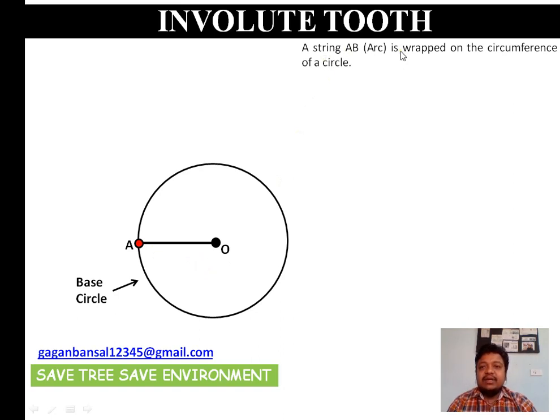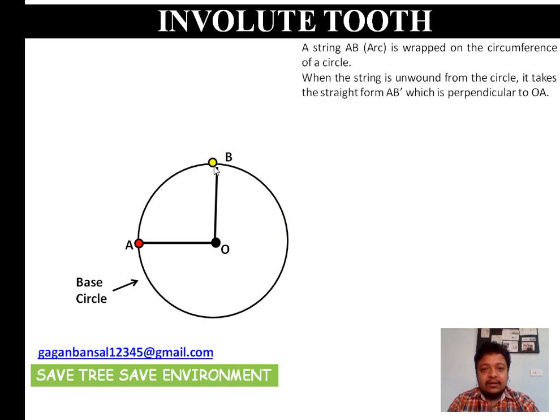let a string AB be wrapped on the circumference of the circle. That is, on the base circle, if we wrap a string, let this AB be the arc. What I mean to say is, suppose we are wrapping a string on the circumference of this circle, and we are taking a small string AB which is wrapped on this circle, and when the string is unwound from the circle, it takes the straight form AB dash.